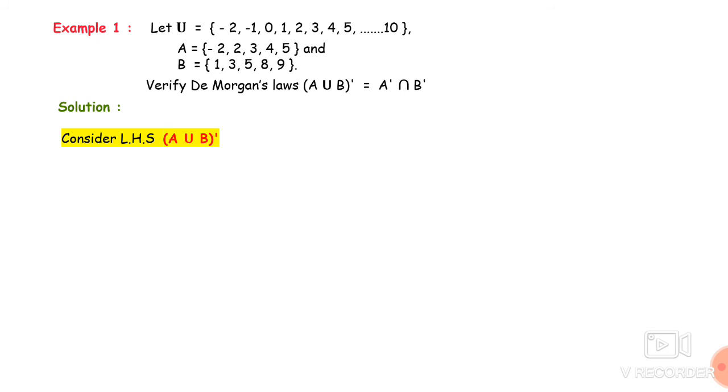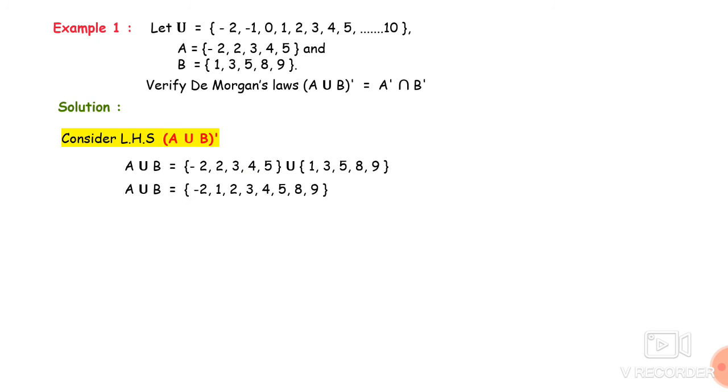Whenever we have to prove an expression or equation, we have to solve it side by side. So we are considering left hand side first, which is A union B whole complement. A union B whole complement means we have to find A union B first and then subtract the set from the universal set. To find A union B, we will write set A first and then set B. In union, we just write down all the elements that belong to both the sets. So A union B will be -2, 1, 2, 3, 4, 5, 8 and 9.